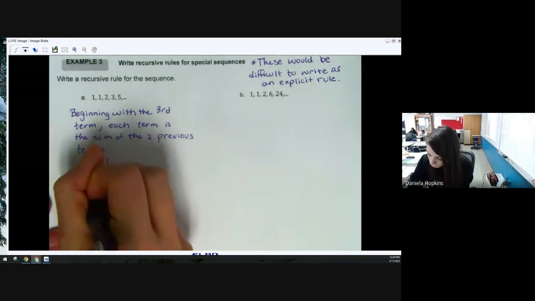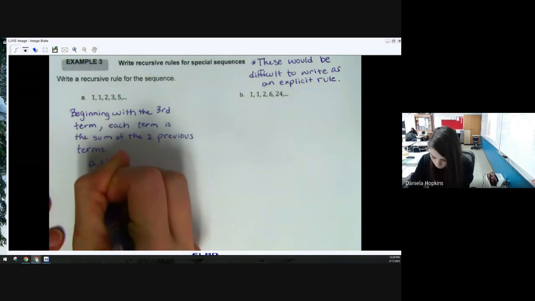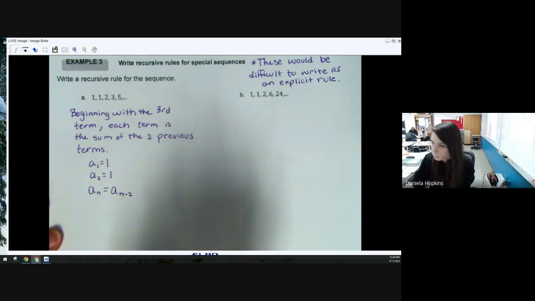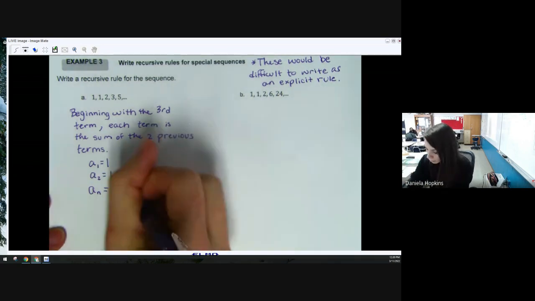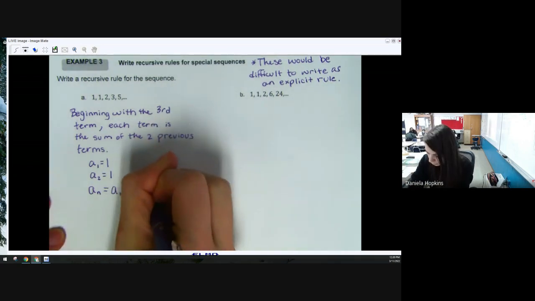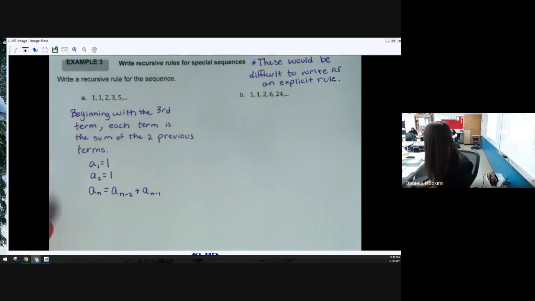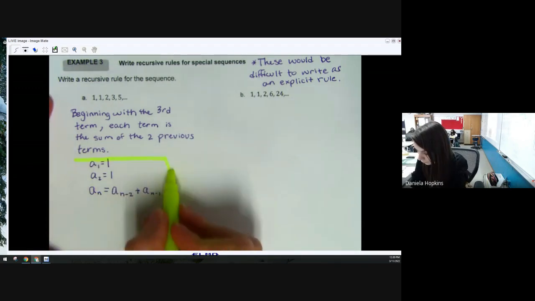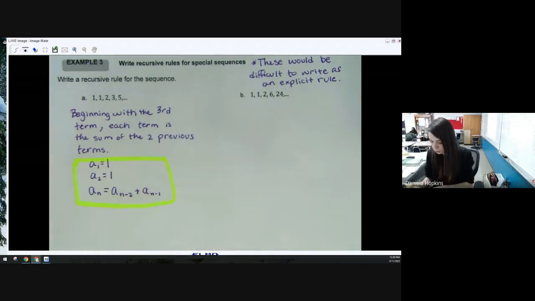And then my equation here would be A sub n equals, and the book does A sub n minus 2, which means 2 previous, plus A sub n minus 1, which means 1 previous. You could also put A sub n minus 1 plus A sub n minus 2 because addition is commutative and the order doesn't matter here. Any questions about that one?